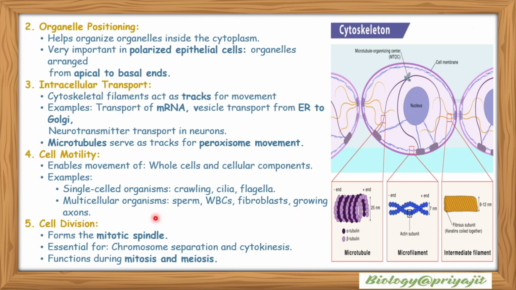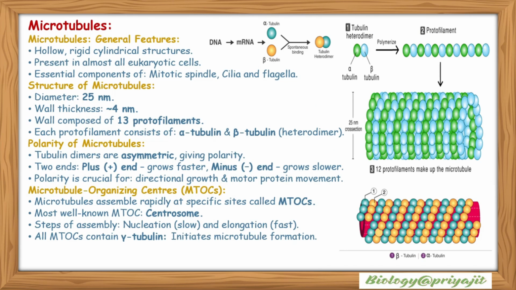Cell division. The cytoskeleton also forms the mitotic spindle. They are essential for chromosome separation and cytokinesis. So they function during mitosis and meiosis. This is the cytoskeleton. Three types of cytoskeleton are there: microtubule, microfilament and intermediate filament. So now we go for the microtubules.